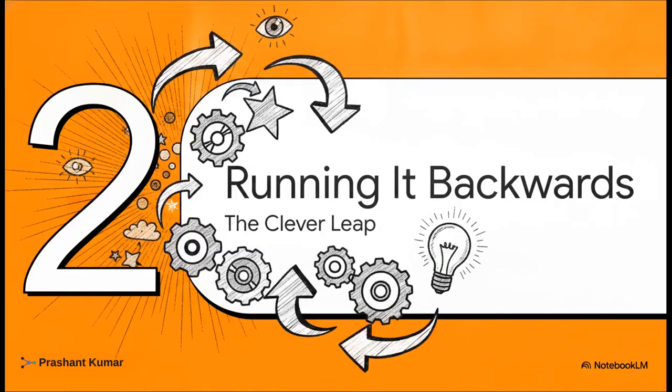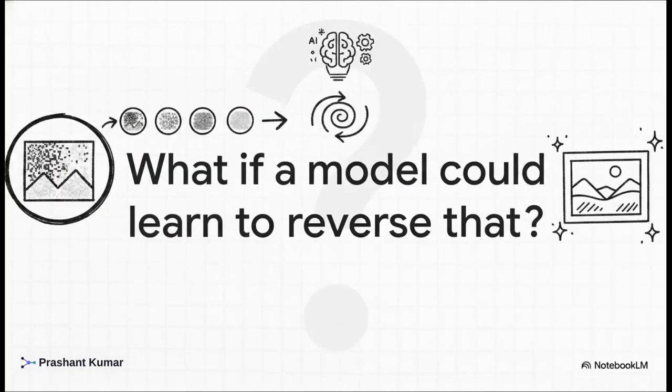Part 2. Running it backwards, the clever leap. Let's move on and see how this builds into the really brilliant, counterintuitive pivot in this technology. The researchers asked one pivotal question. What if a model could learn to reverse that exact process? What if it could look at a noisy image and successfully remove just a tiny bit of that noise, nudging it one small step back toward being a real picture?